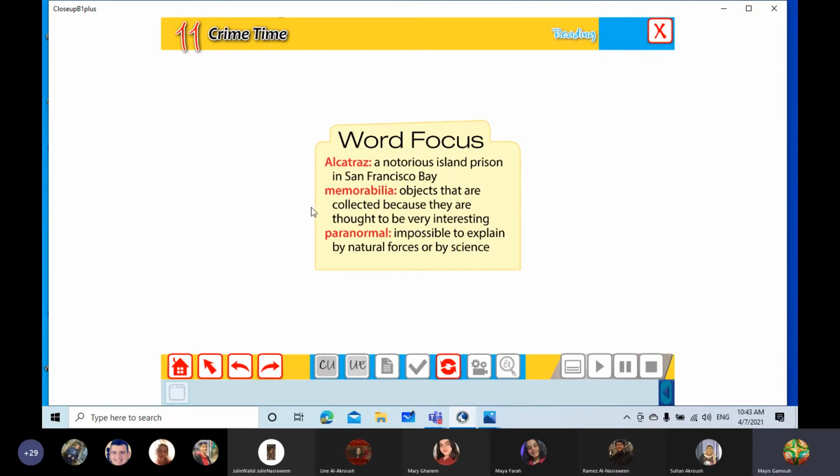Memorabilia. Memorabilia. Objects that are collected because they are thought to be very interesting. Thank you. Can you explain it? In English, dear. Okay. Memorabilia means that some things that people go to search for and collect, because maybe they are rare or very old and they get high prices, so they can sell them and get rich. Thank you, dear. In Arabic, it's التذكارات.